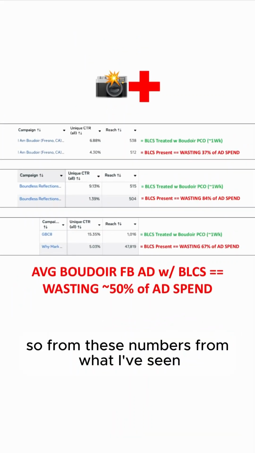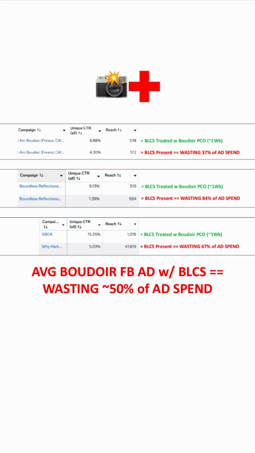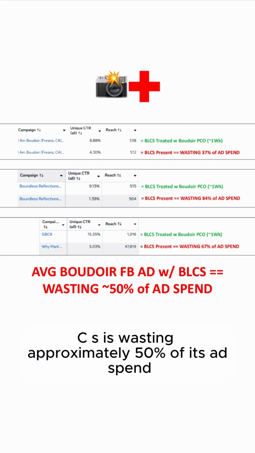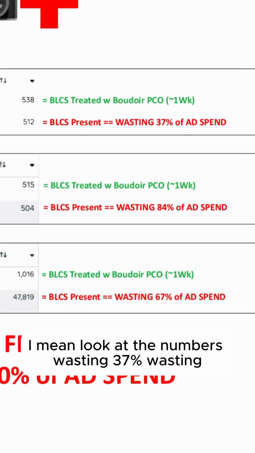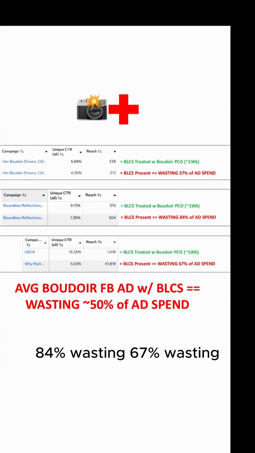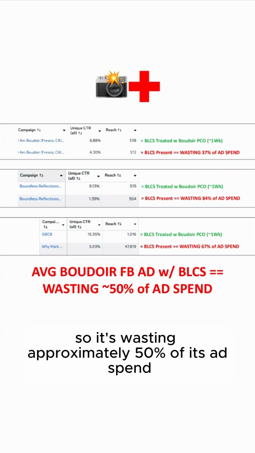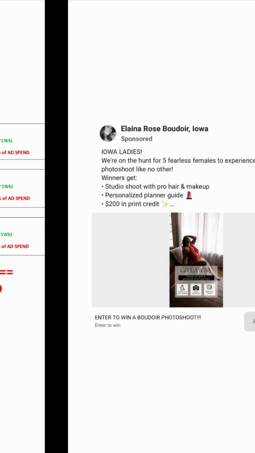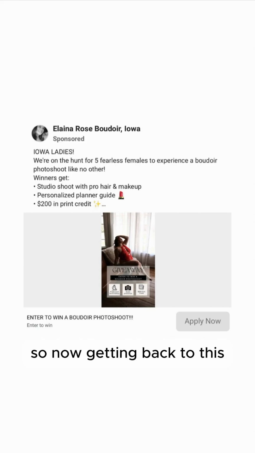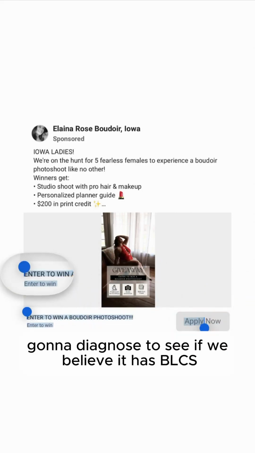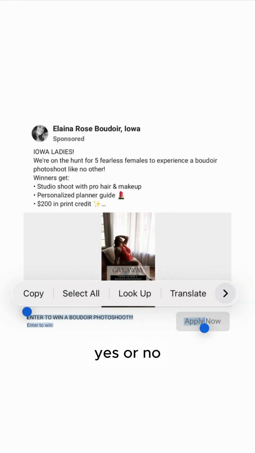So from these numbers, from what I've seen, the average boudoir Facebook ad with BLCS is wasting approximately 50% of its ad spend. I mean, look at the numbers, wasting 37%, wasting 84%, wasting 67%, so it's wasting approximately 50% of its ad spend. So now, getting back to this, we're going to diagnose to see if we believe it has BLCS, yes or no.